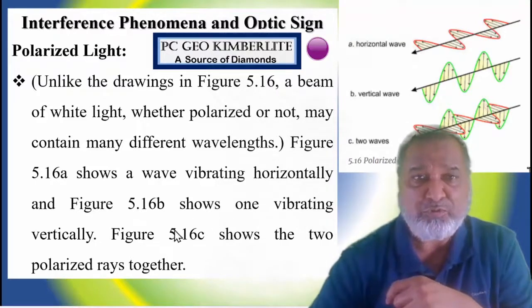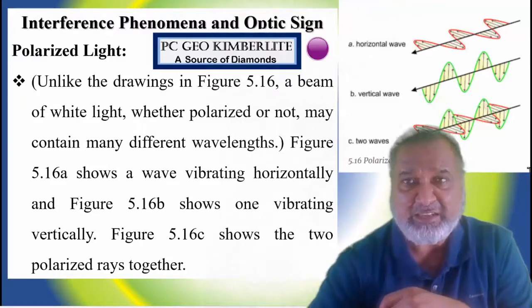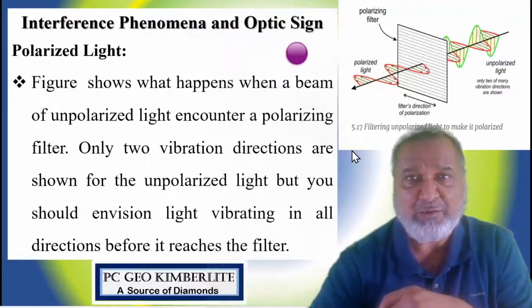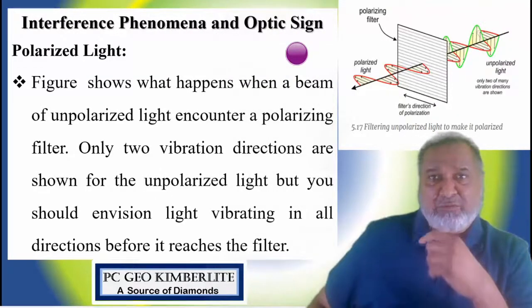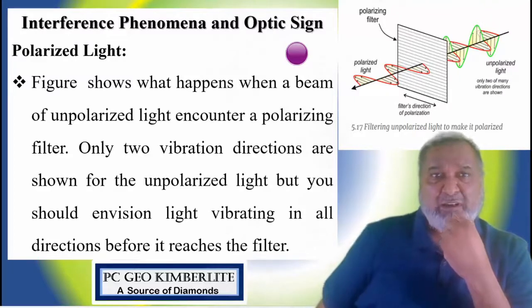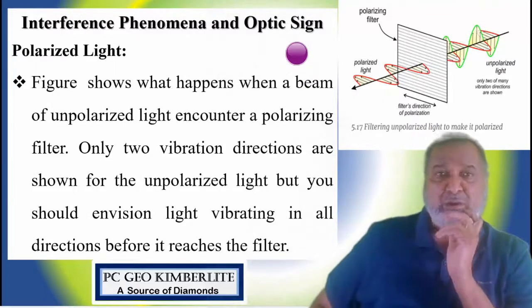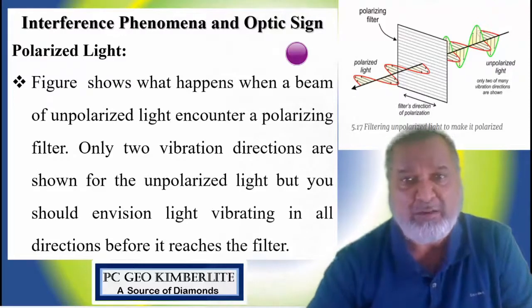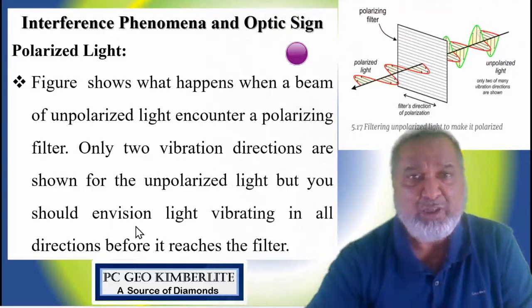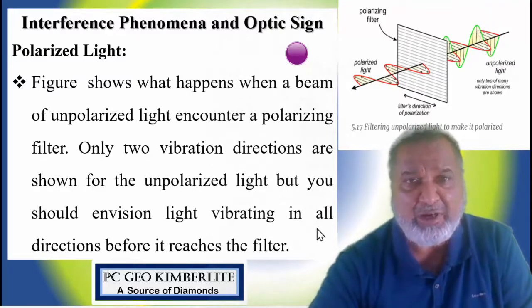The B shows vibrating in vertical one and shows two polarized light rays. The horizontal and vertical come together. Figure 5.17 shows what happened when a beam of unpolarized light encounters a polarized filter. Only two vibration directions are shown for the unpolarized light, but you should envision light vibrating in all directions before it reaches the filter.